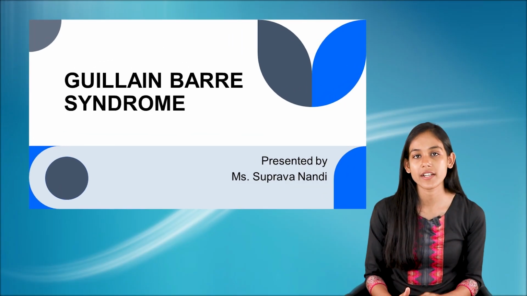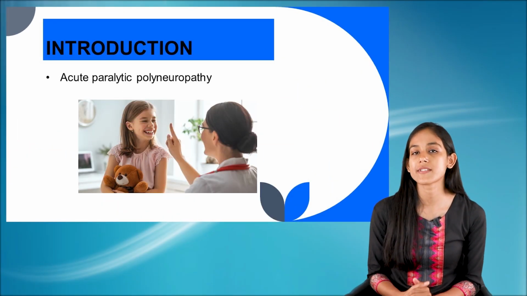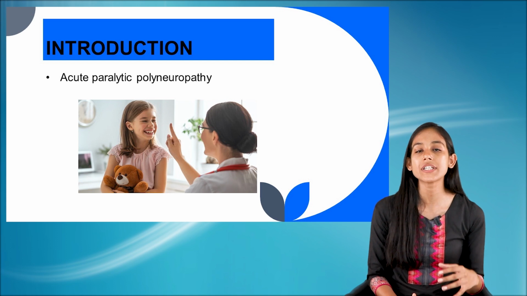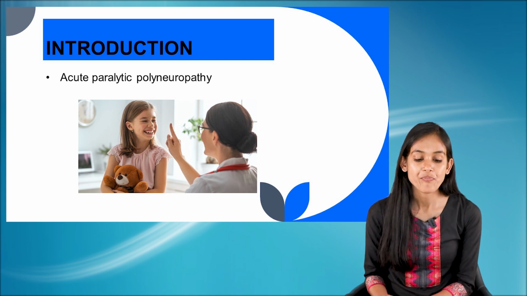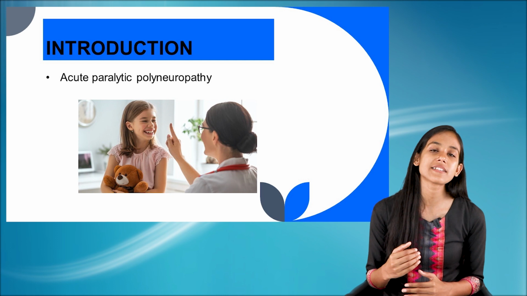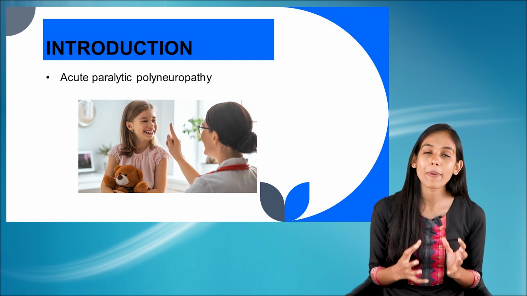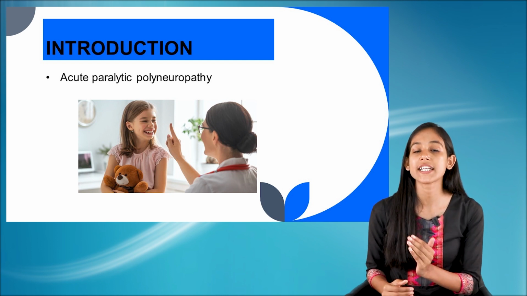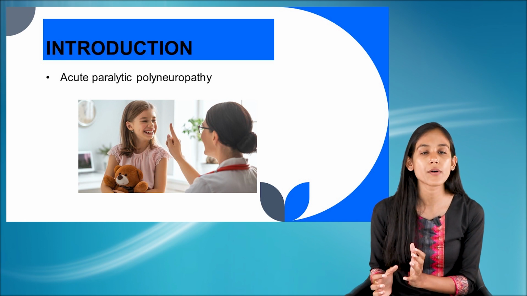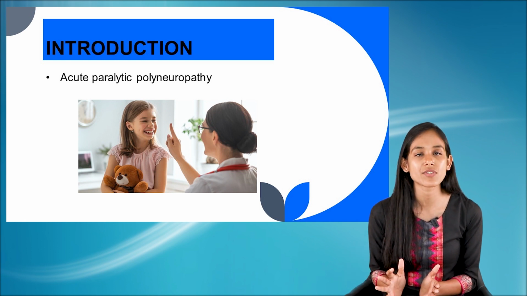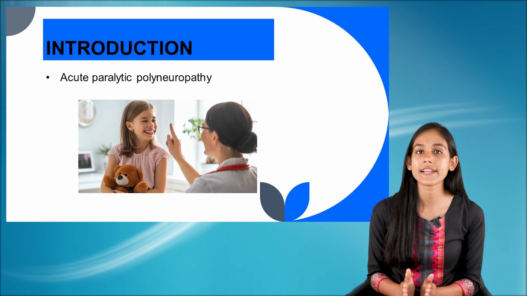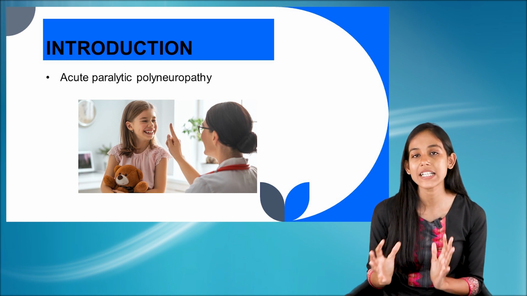In today's session, we will be discussing Guillain Barre syndrome. So here in Guillain Barre syndrome, what happens? There will be acute paralytic polyneuropathy. So acute means there would be sudden onset, and paralytic means there would be ascending weakness. So how will this weakness be present? This will be symmetrical. That means on both sides it will be similar.